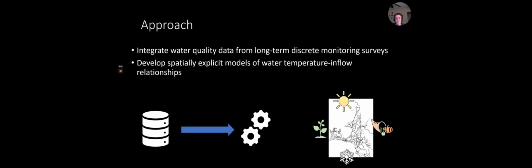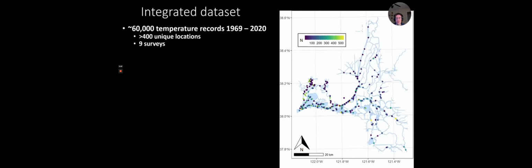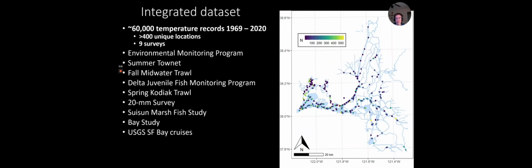So our approach was to integrate water quality data from long-term discrete monitoring surveys. We then developed spatially explicit models of water temperature inflow relationships, and we evaluated the spatial and seasonal differences in water temperature inflow relationships from those models. Our integrated data set had about 60,000 temperature records from 1969 to present, from over 400 unique locations and 9 different monitoring surveys. You can see the monitoring surveys pictured on the slide now.